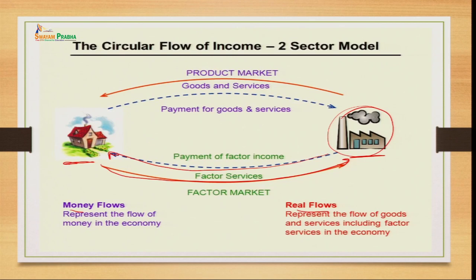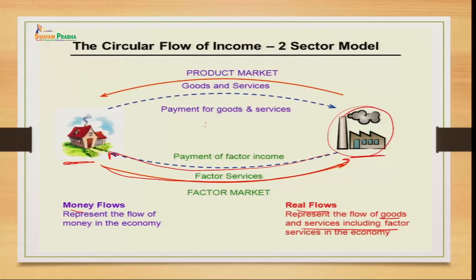So here we have two types of flows which are taking place. One is called money flow, which is in monetary terms, whereas real flow includes the flow of goods and services, right? So I hope this interaction between two sectors is clear, and this is the simplest form through which we are understanding it.